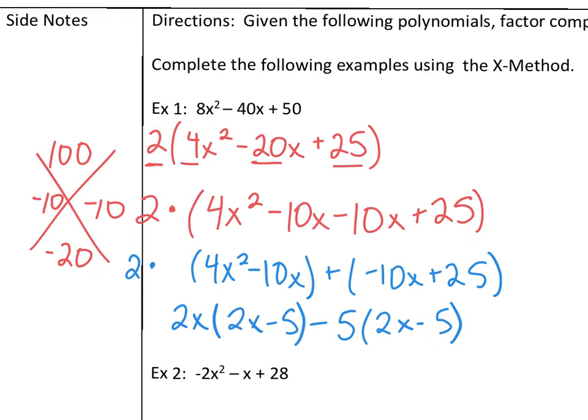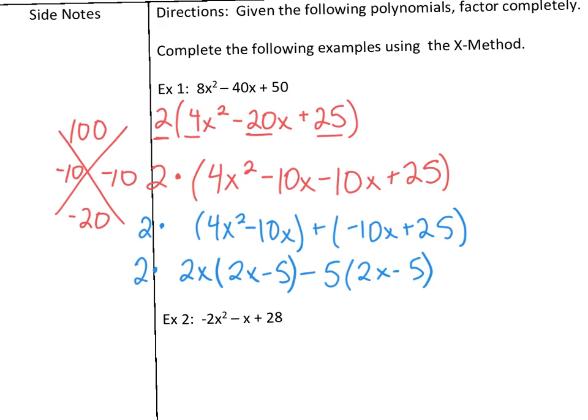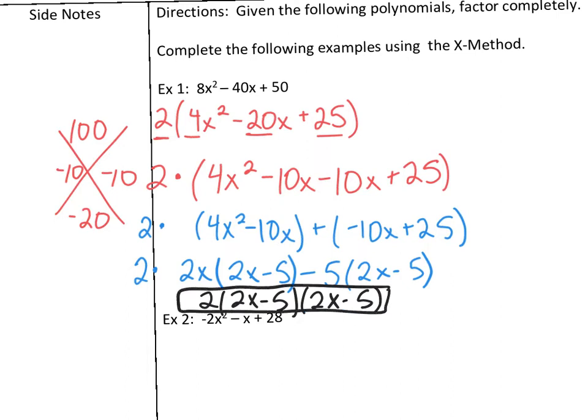Okay. Don't forget about 2. He's out here chilling. And now my final answer: 2(2x minus 5). Good. That is your final answer. It is totally okay to leave it like that.